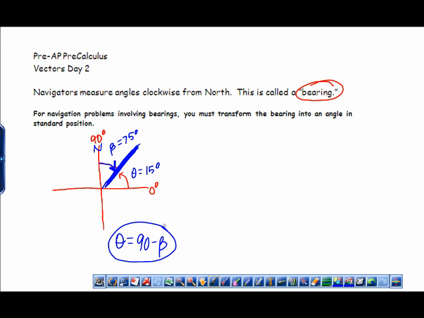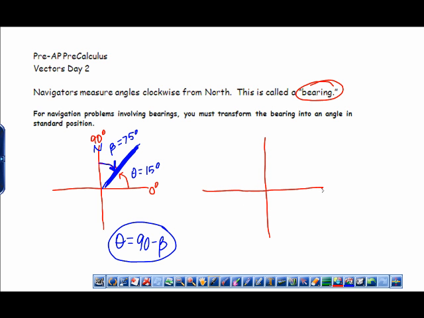So let's think about it in other quadrants. We're always going to have to transform into theta when we're given a bearing. So this is an important thing to go over. So let's think about a different quadrant.